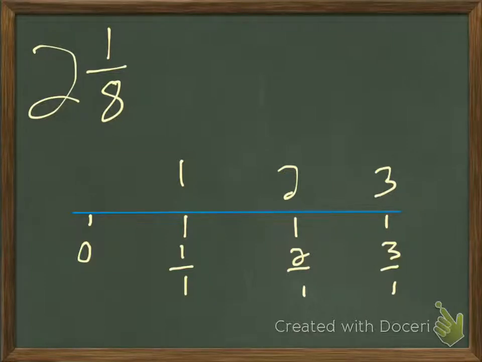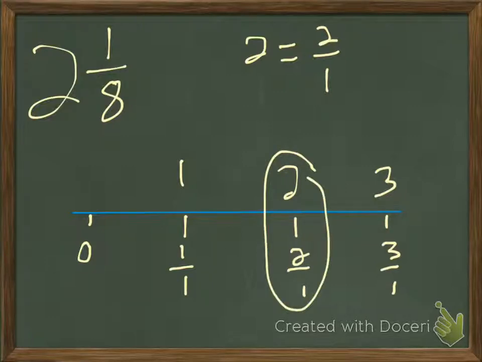So we have different ways of naming whole numbers. So 2 over 1, let's look at it this way. 2 equals 2 over 1. Right? It's right here. It's pretty explicit. And according to the theory of equivalent fractions, we can multiply it by whatever we like. So let's multiply it by 8 to obtain 16 over 8.